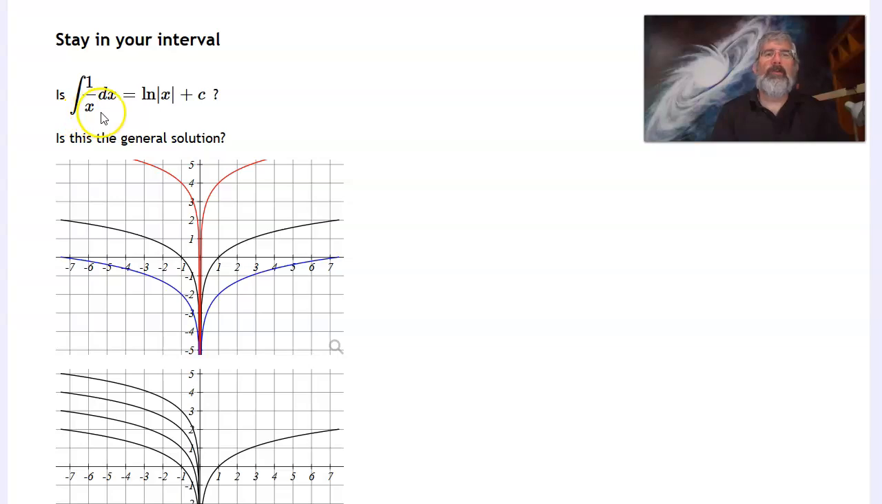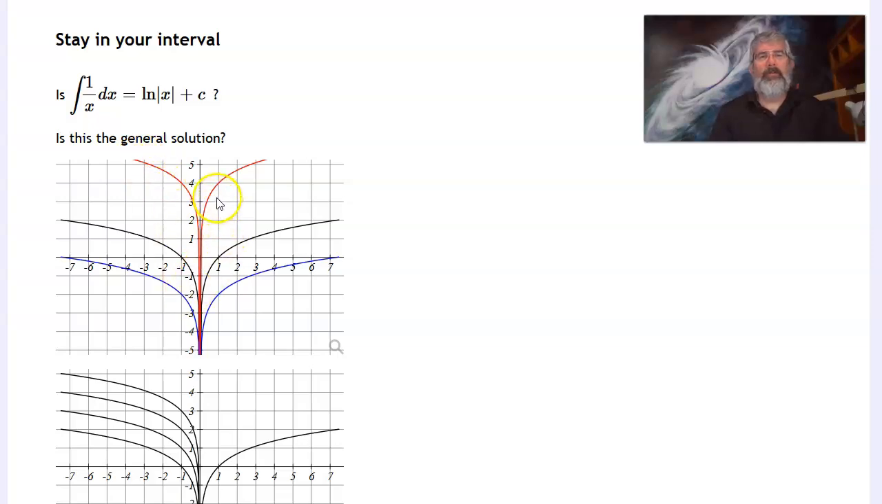Take a look at the integral of 1 over x dx. I think most of you would agree that the integral of 1 over x dx is equal to the natural log of the absolute value of x plus a constant. Is this the general solution? Right? Is this all of the solutions to that integral? Is this all the antiderivatives of 1 over x?